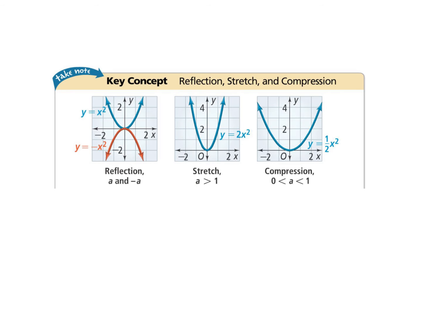Here we have an example of a reflection, stretch, and compression. Let's say we had x squared and we were multiplying it by negative 1. This would be a reflection. A reflection just flips it upside down. When your a is negative, it makes it a sad face.